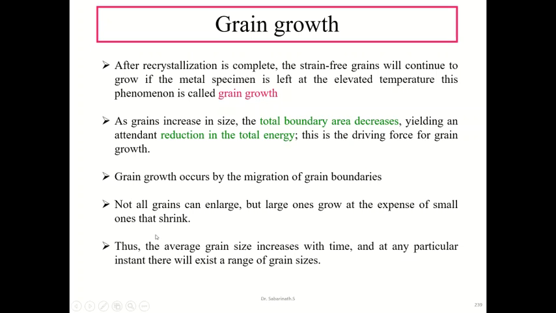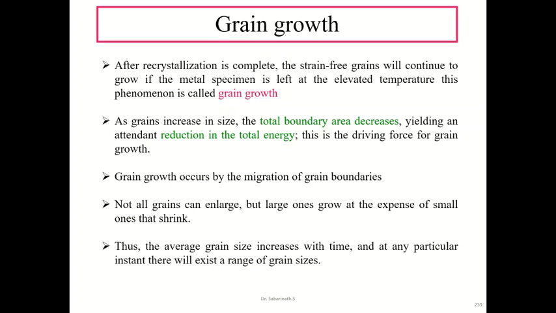As the grain size increases, the total boundary area decreases, yielding an attendant reduction in the total energy. This reduction in the total energy is the driving force for grain growth. Grain growth occurs by the migration of grain boundaries. So the grain boundaries migrate and the grain size increases.